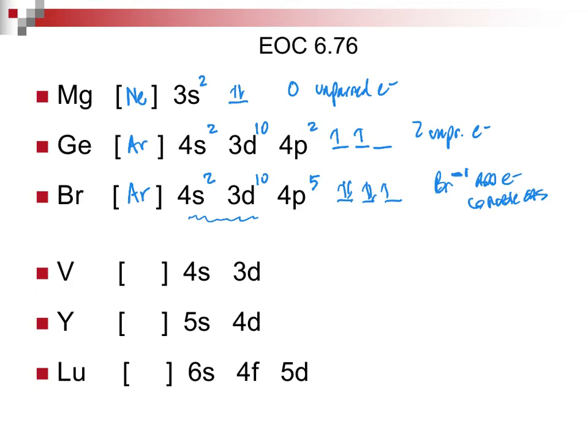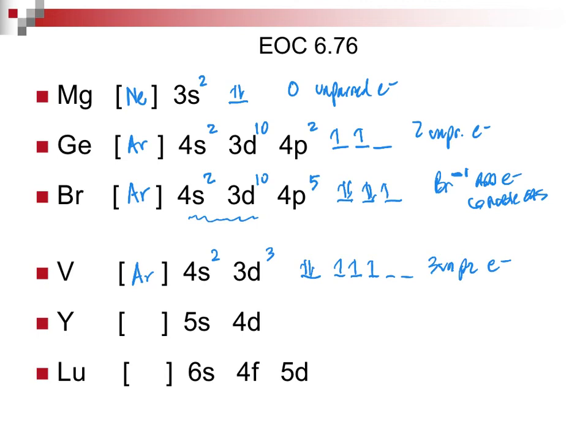If I go to one you're not as familiar with, vanadium, it's a transition metal. It also has an argon core. It has a 4s2 and it has a 3d3. So what I have here, I'm just going to draw it out. There are my s's. I have my d orbitals, and I have 1, 2, 3. So this has 3 unpaired electrons, all right?